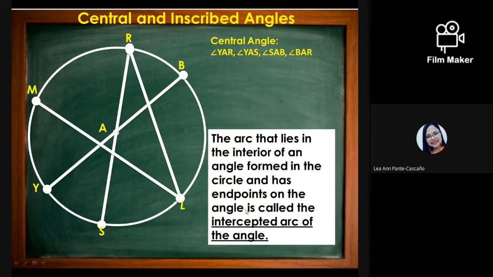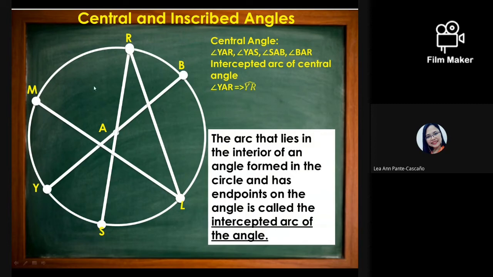Okay, let's have now the intercepted arc. The intercepted arc of an angle is the arc that lies in the interior of an angle formed in the circle and has endpoints on the angle. Suppose we have this given angle, YAR. Ang intercepted arc daw po, yung arc na makikita natin sa loob ng endpoint ng ating angle. Remember, this is the endpoint of our angle. So, itong arc na yan, that will be called as the intercepted arc. So, tingnan natin yung mga intercepted arc of these 4 given central angles. The intercepted arc of the central angles are YAR.